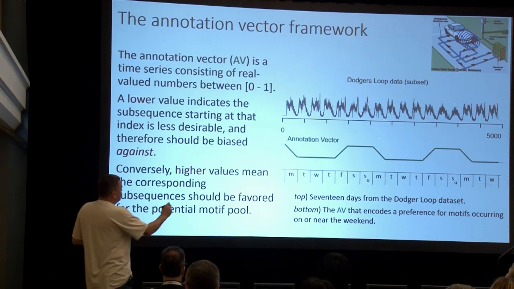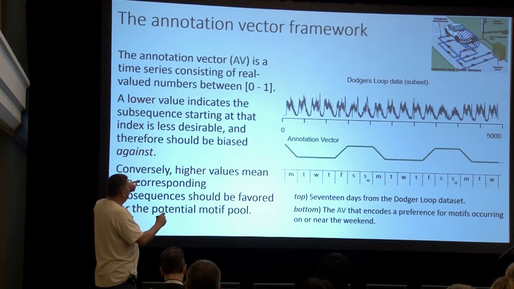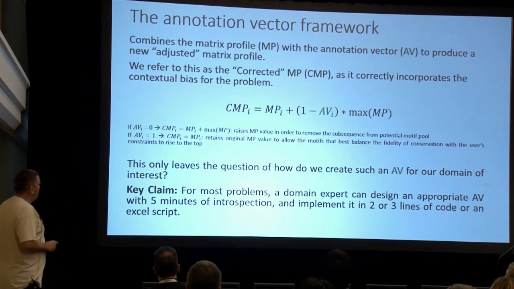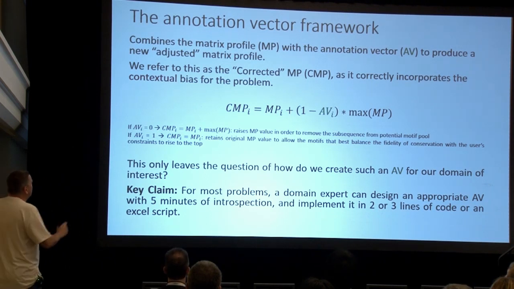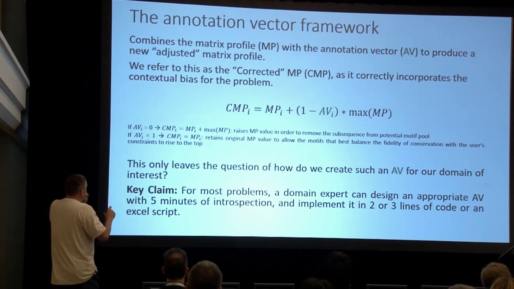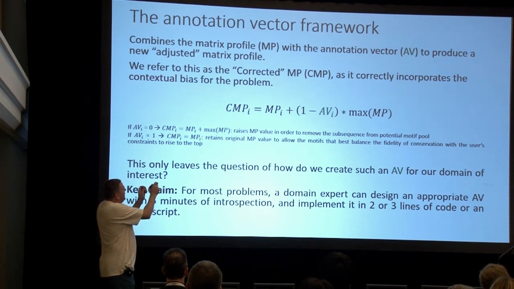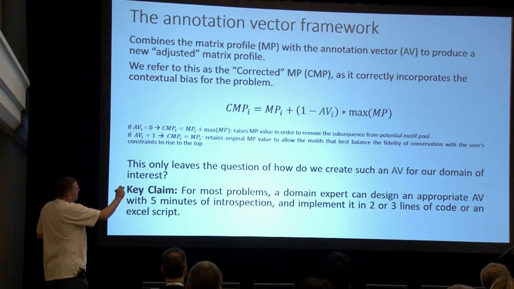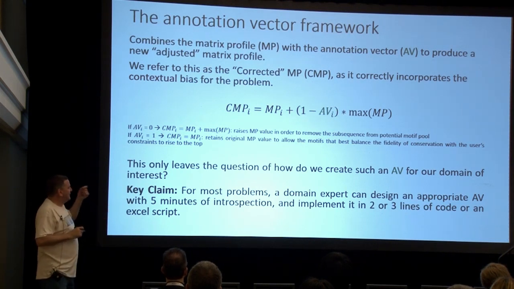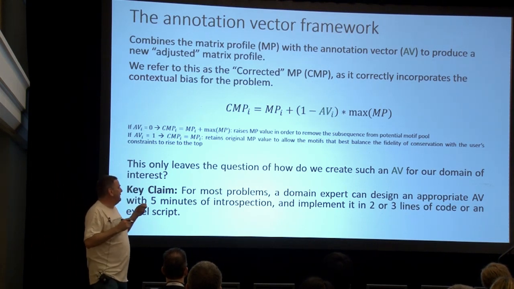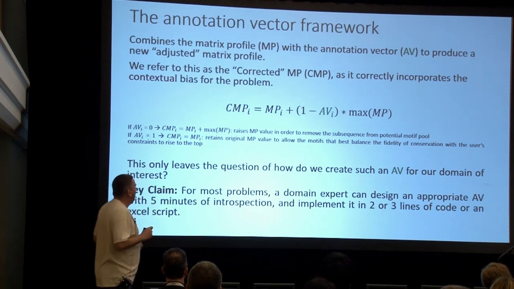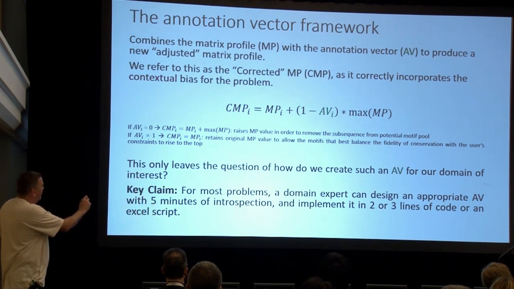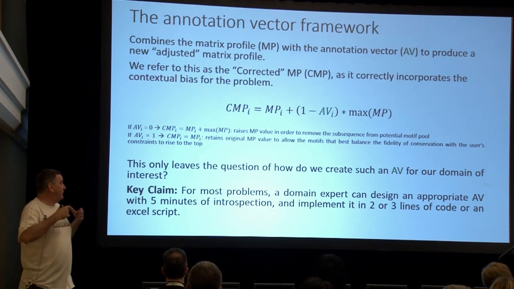So how do I take this annotation vector and combine it with the matrix profile? This simple equation will do it. This is called the corrected matrix profile. It's a matrix profile with a slight nudge. I simply use the original matrix profile and the annotation vector, normalize it, and make a subtle change that gives me motifs tailored for my particular need. And the annotation vector here can be arbitrary. It can be for your domain.